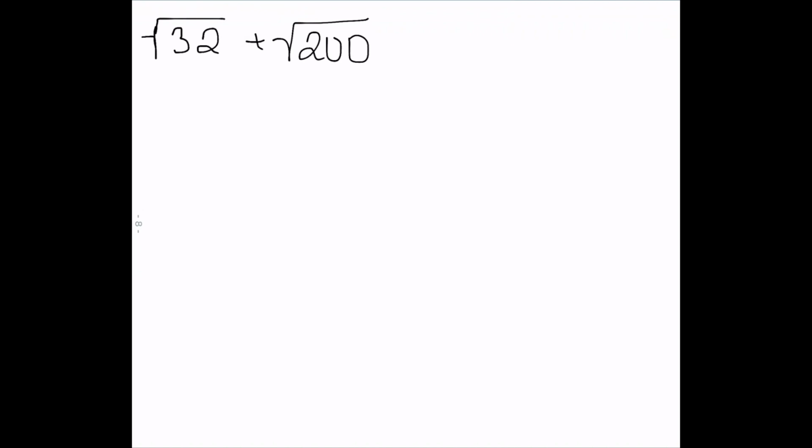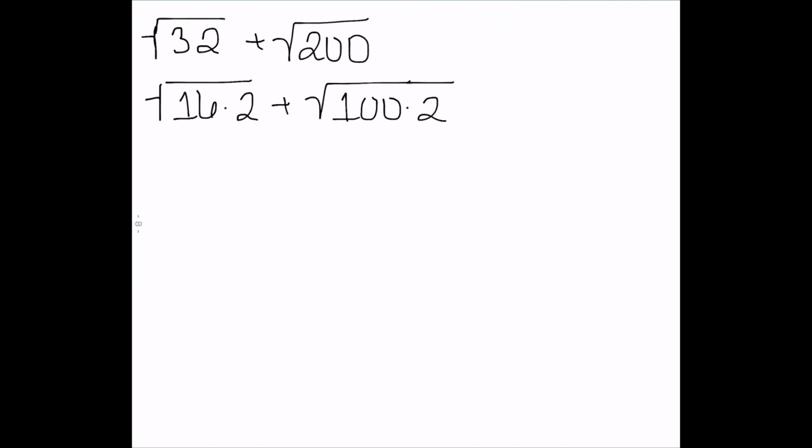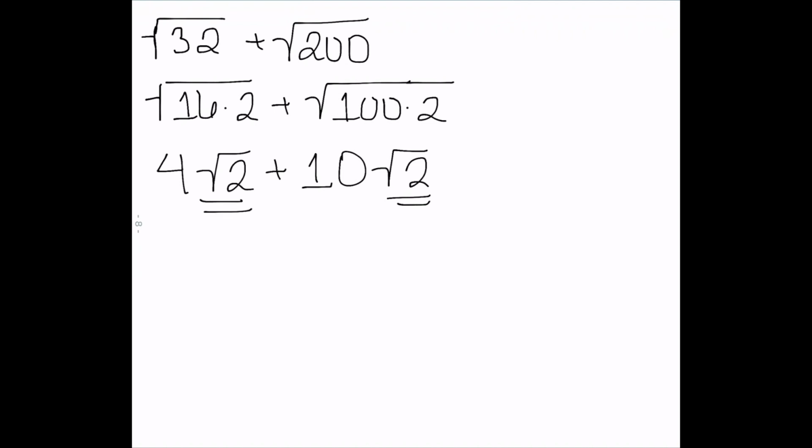So let's look at adding these, the square root of 32 plus the square root of 200. We can't write this as the square root of 32 plus 200, but we can simplify things. I'm going to rewrite 32 as 16 times 2 and rewrite 200 as 100 times 2. The square root of 16 is 4, and the square root of 100 is 10. And now since these both have a square root of 2, I can just add the numbers in front. 4 plus 10 is 14, square root of 2.